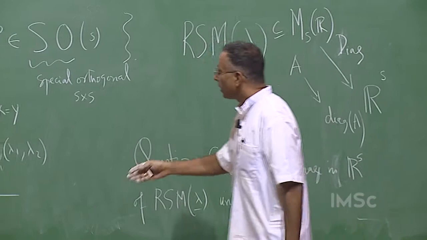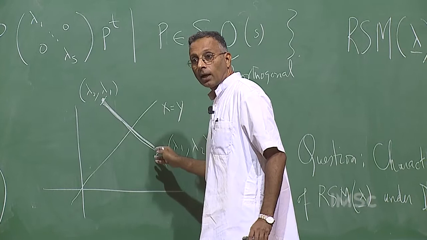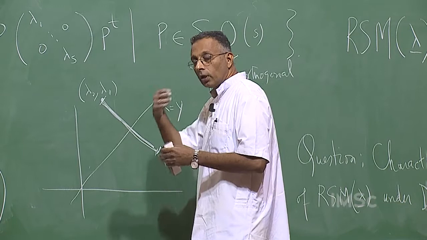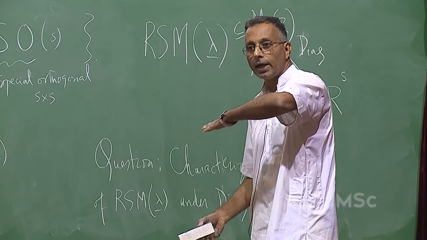That is why you see the image lived on the line x plus y is equal to lambda 1 plus lambda 2. This is the line x plus y is equal to lambda 1 plus lambda 2. So it is constrained. Although the image is in R^S, it is restricted to the plane where the sum is equal to the sum of the eigenvalues. So there is a constraint.